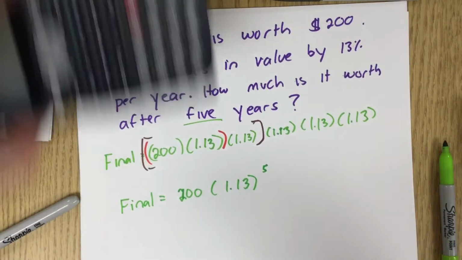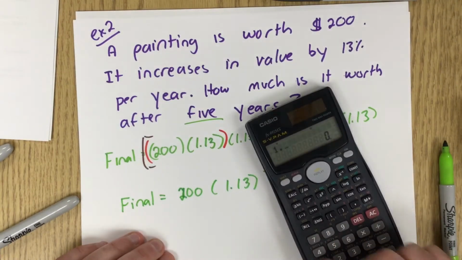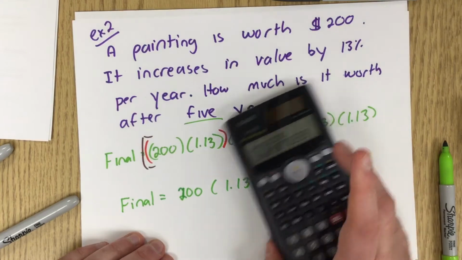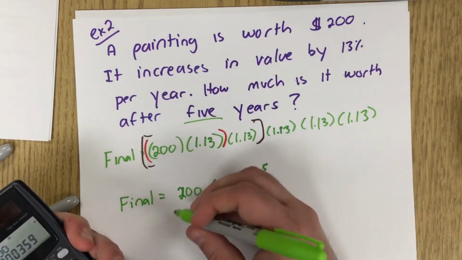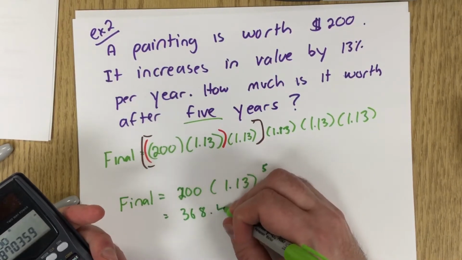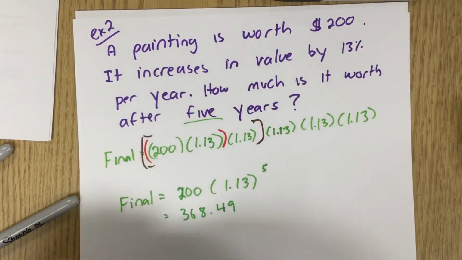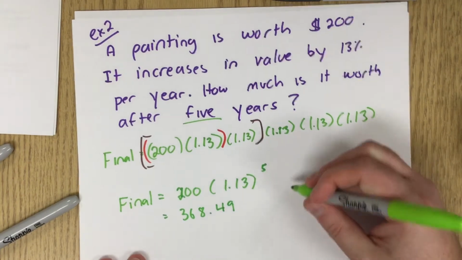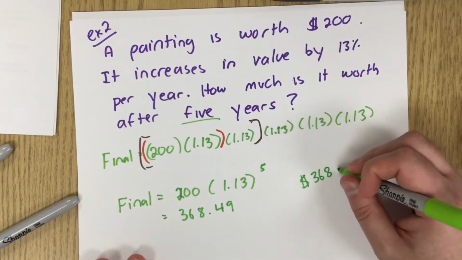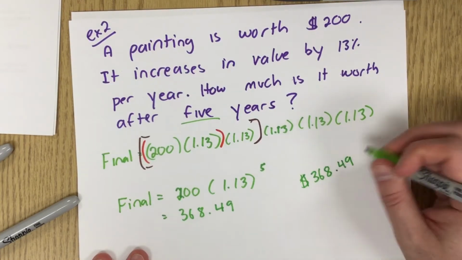And I cannot do that in my head for sure. So 1.13 to the 5 is that, times 200. And that's going to give us 368.49. When you have money, we're going to round it to the nearest penny unless it says otherwise. So the value is going to be $368.49.